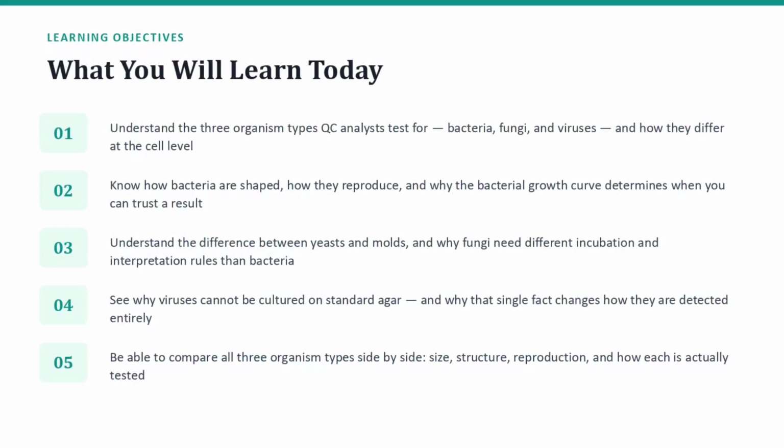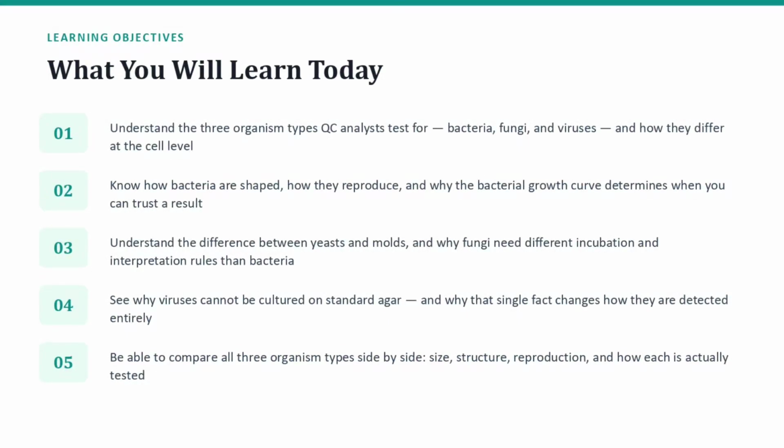Here is what we will cover today. Number 1, you will understand the 3 organism types QC analysts test for: bacteria, fungi, and viruses, and how they differ at the cell level. Number 2, you will know how bacteria are shaped, how they reproduce, and why the bacterial growth curve determines whether you can actually trust a result.